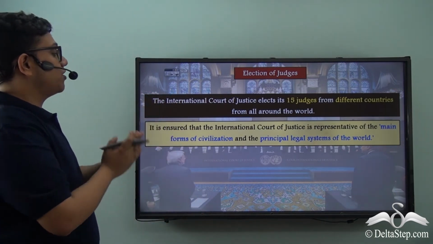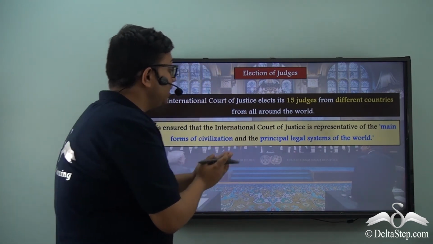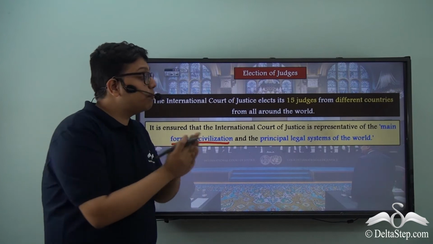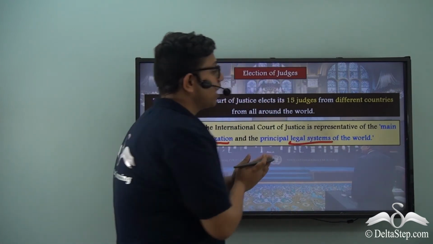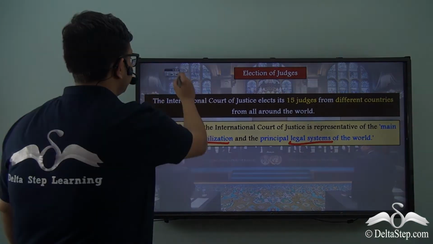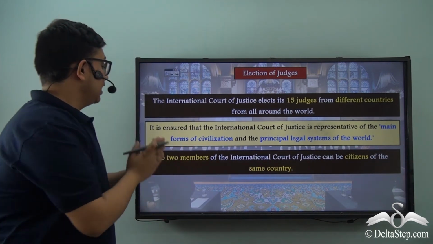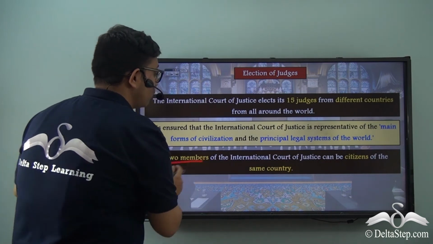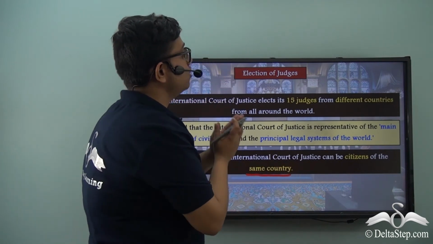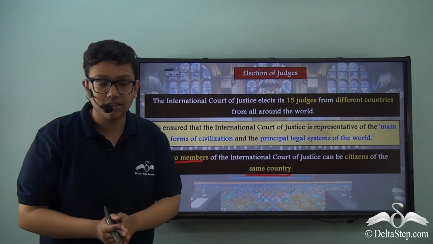So according to the statute, it is ensured that the International Court of Justice is representative of the main forms of civilization and the principal legal systems of the world, which, as we understood, is often based upon geographical region itself. In order to further maintain this representative structure of the ICJ, no two members of the International Court of Justice can be citizens of the same country. Thus, every single judge on the panel of the International Court of Justice needs to belong to a different nation.